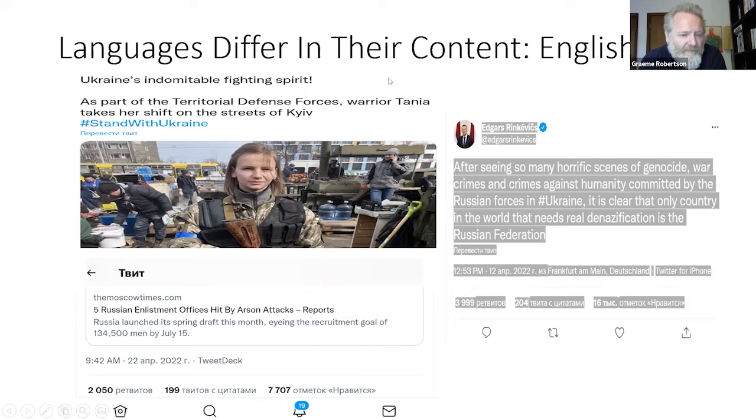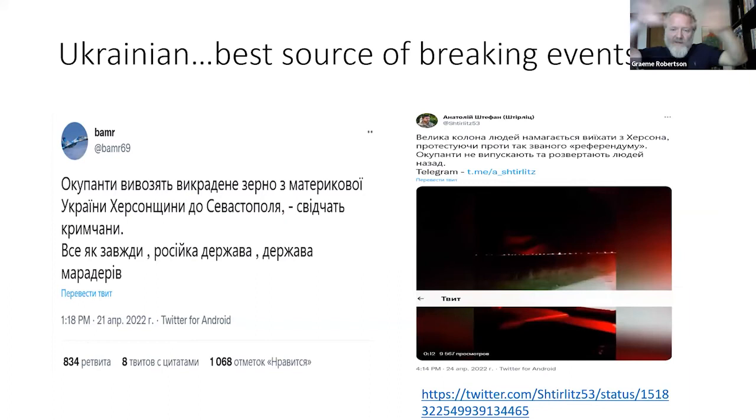So while the English language tweets tend to be these more international issues, not surprisingly, if you're really interested in breaking events on the ground, then Ukrainian language tweets are a much better source. They tend to be very specific. They often have video of specific events. The one on the left is a human rights violation in Kherson Oblast, where Russian soldiers are stealing food and agricultural products and taking away and selling them.